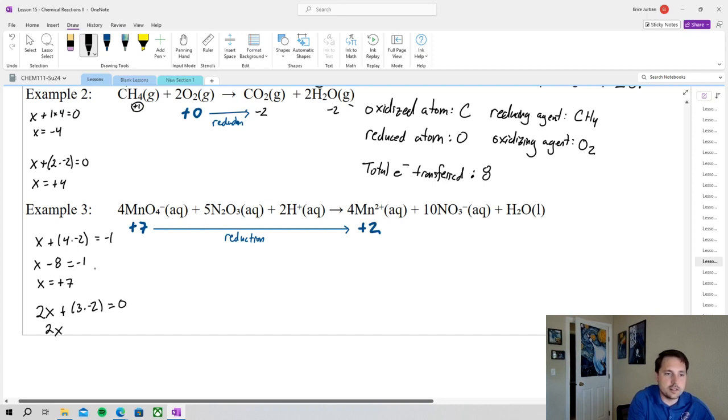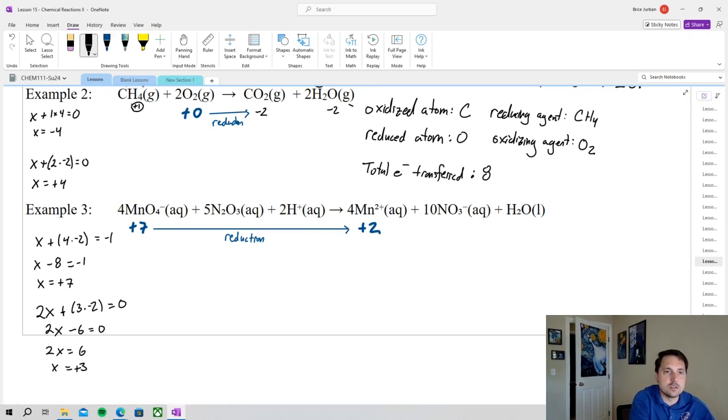When we simplify this, we get 2x minus 6 equals 0. 2x equals 6 when we add 6 to both sides, and then divide through by 2 to get x equals +3. So here we have this nitrogen having a +3 oxidation state.